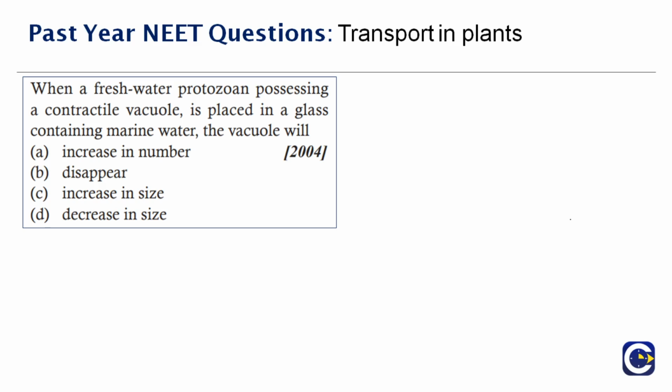Next question. This question was asked in the year 2004. When a freshwater protozoan possessing a contractile vacuole is placed in a glass containing marine water, the vacuole will dash. Now coming to the solution part. Before we go directly into the solution, you should know what protozoans are. Protozoans are a set of microorganisms.